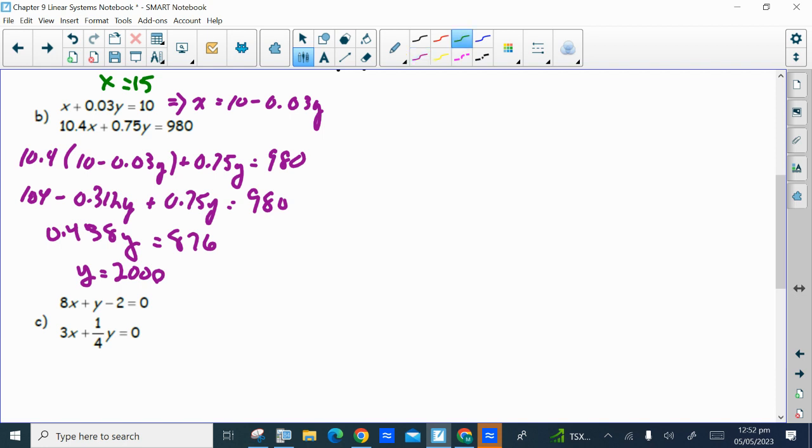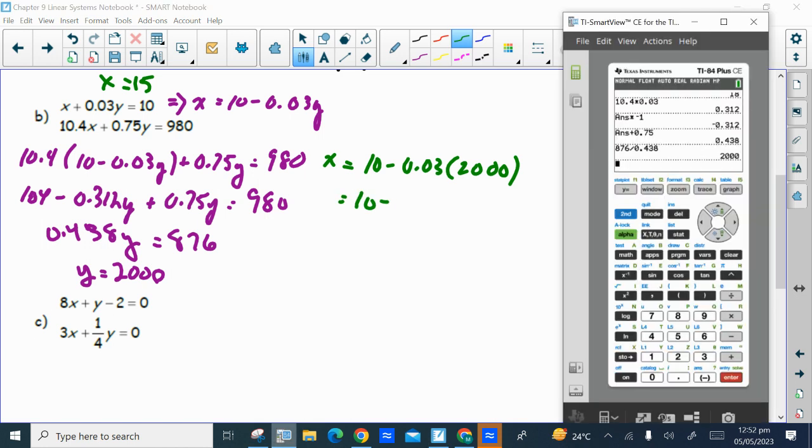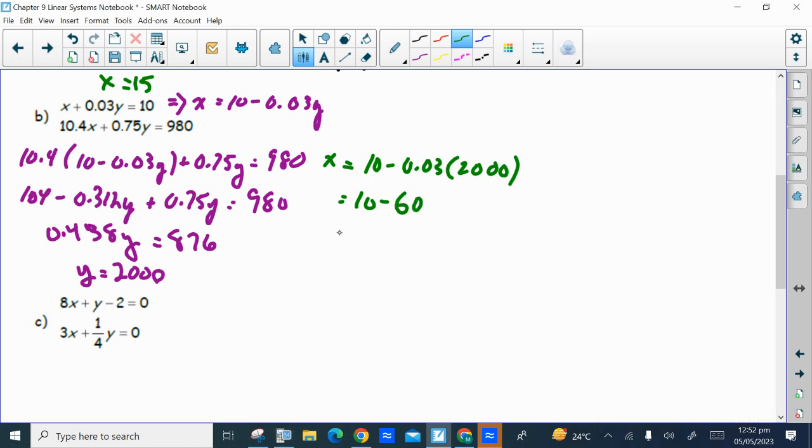To find x, we can use this equation that we wrote above. That x equals 10 minus 0.03 times y, which we found to be 2,000. And 0.03 times 2,000 is 60. 10 take away 60 is negative 50. So we're saying that the solution is negative 50, comma, 2,000.